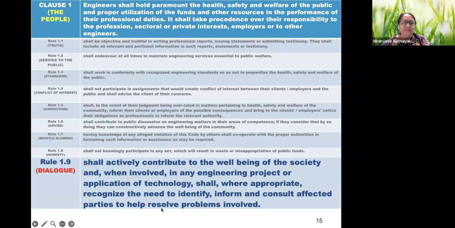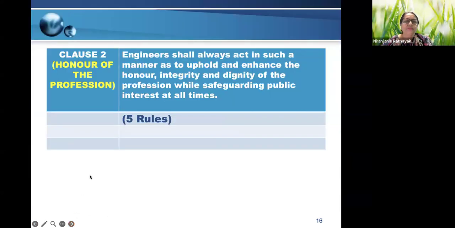The first thing is that we are serving the people. Whatever we do, it's the public that we are aiming at, right? So the second clause is about the honor of the profession. Engineers shall always act in such a manner as to uphold and enhance the honor, integrity, and dignity of the profession while safeguarding public interest at all times.